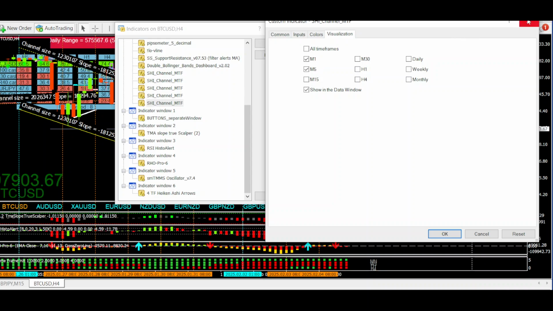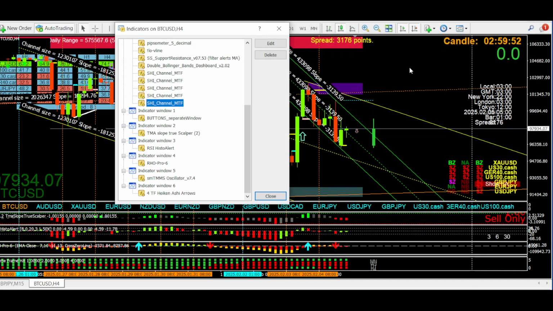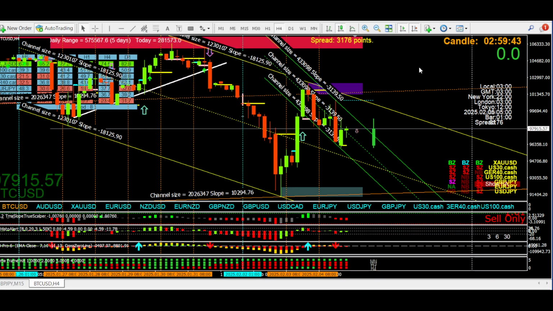There is a small amount of information on shy channels. I found some more shy channel indicators, which will be helpful because hopefully we've got MQL code, but I can't even find a definition of what shy is, SHI.